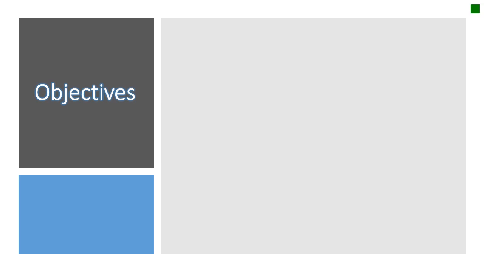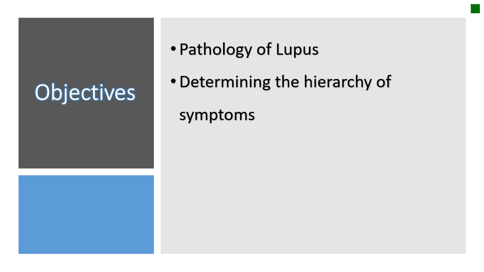The objectives of this course are as follows. We will develop an understanding of the pathology of this condition described as lupus. This will help us in determining the hierarchy of symptoms, because unless we know what are the symptoms of the disease, we are not in a position to find out what are the individualizing symptoms of a patient.